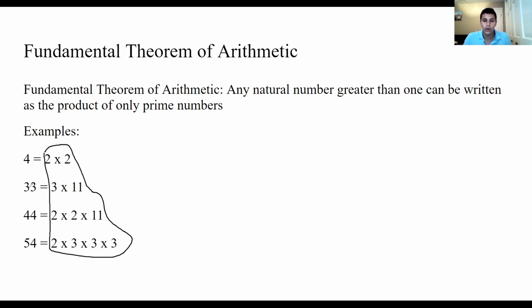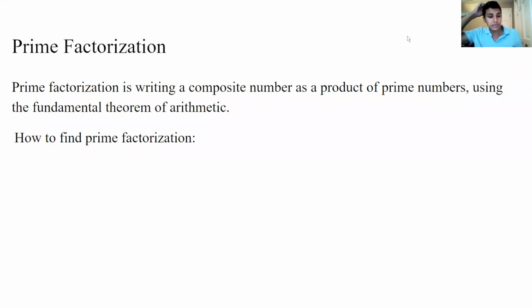And this is where the words come from, factorization, breaking it down into factors, and then the prime part means that they're only prime factors. So just like I explained, prime factorization is when we take a composite number and write it as just a product of only prime numbers, and that's using the fundamental theorem of arithmetic. Now, I gave you some examples on the last slide. Now we're going to learn how to actually find the prime factorization.